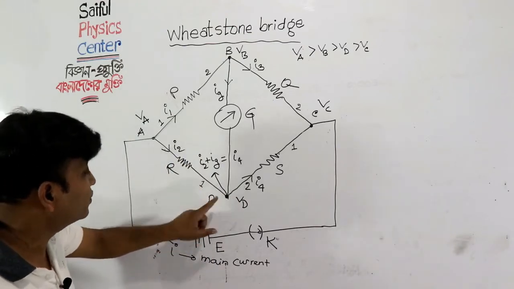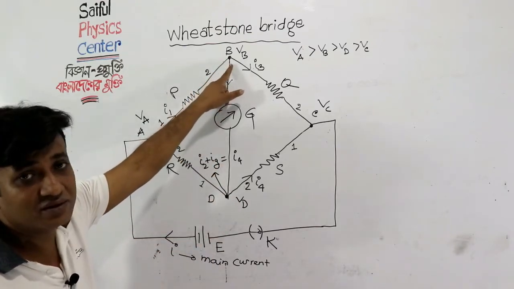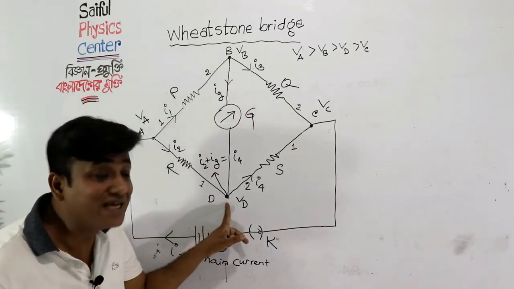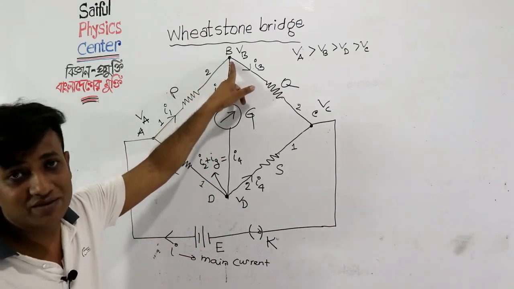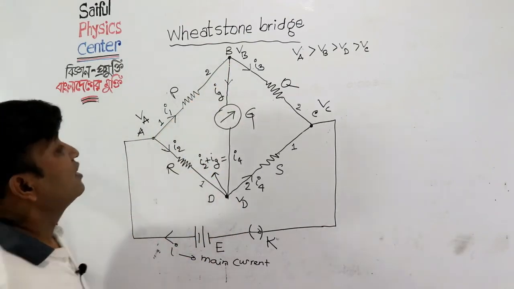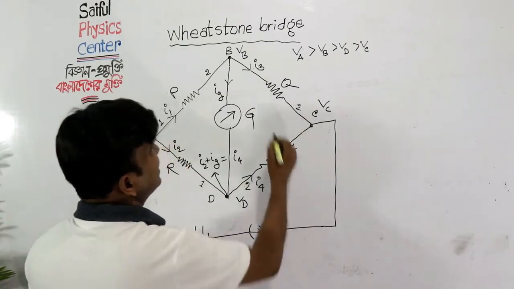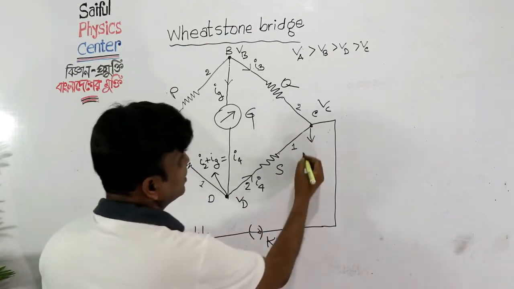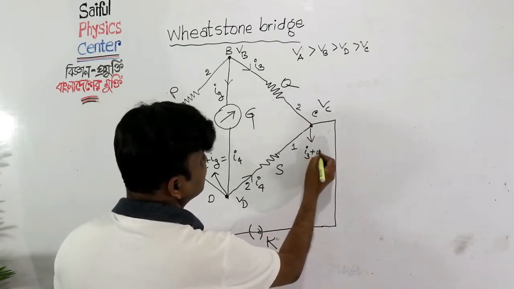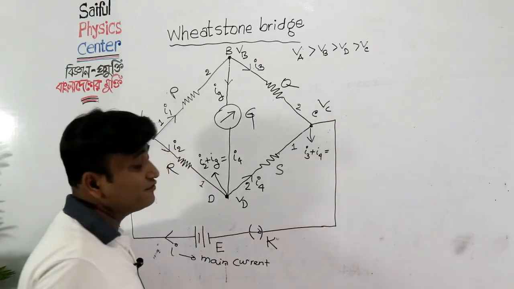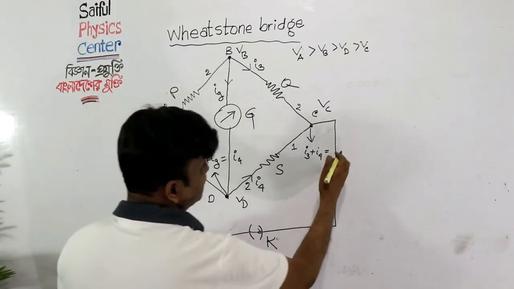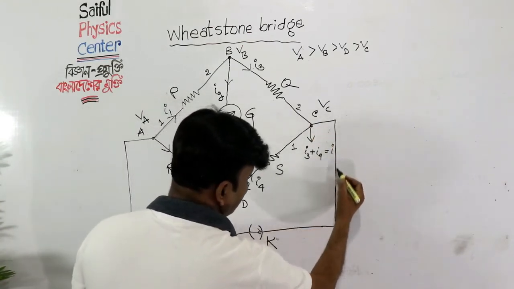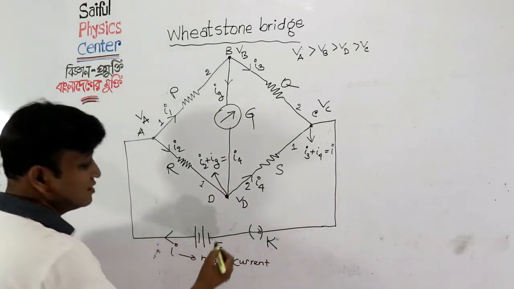It will not flow from D to B. Why? Because the potential at point D is less than the potential at point P. Okay, so at point C we are getting that I3 and I4 meet together. Here I3 plus I4, the summation of I3 and I4, will be the main current I. So the main current will flow from C and come back again to the battery.